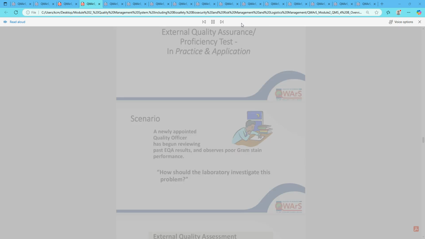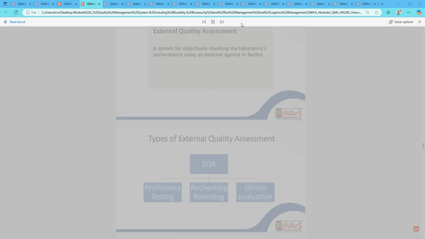External quality assurance / proficiency test in practice and application. Scenario: a newly appointed quality officer has begun reviewing past EQA results and observes poor Gram stain performance. External quality assessment is a system for objectively checking the laboratory's performance using an external agency or facility. EQA includes proficiency testing, rechecking, retesting, and on-site evaluation. Types of external quality assessment.